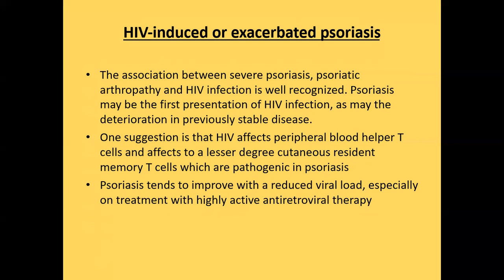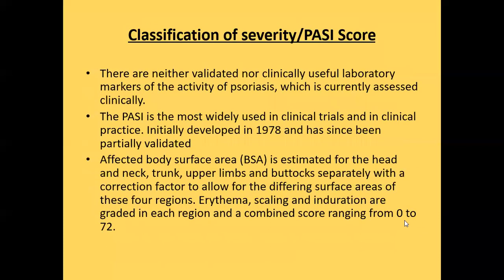One suggestion is that although HIV affects the peripheral blood helper T cells, the disease affects the memory T cells to a lesser degree, which are pathogenic in psoriasis. So psoriasis improves by decrease in viral load once the antiretroviral therapy is started.